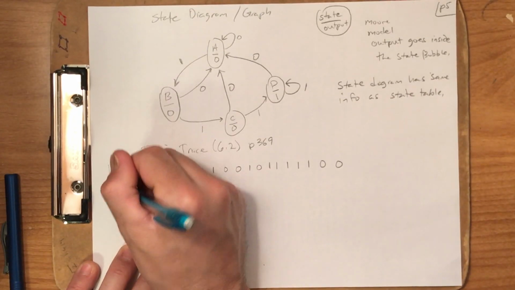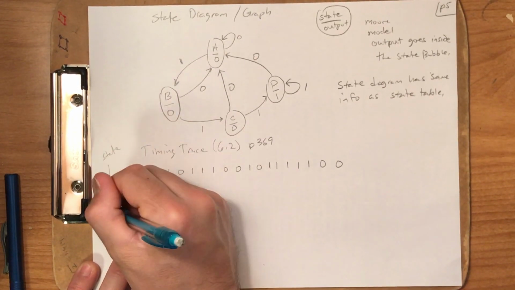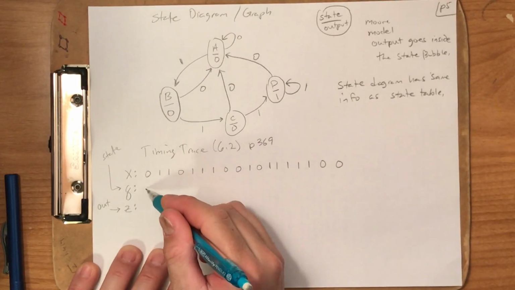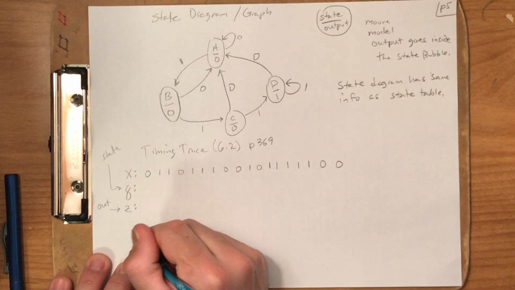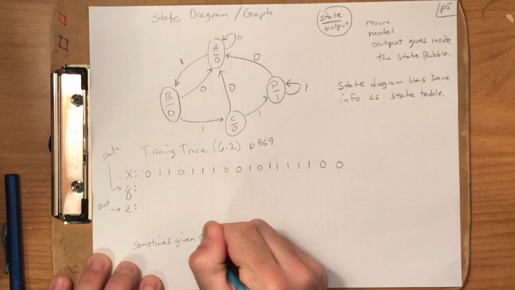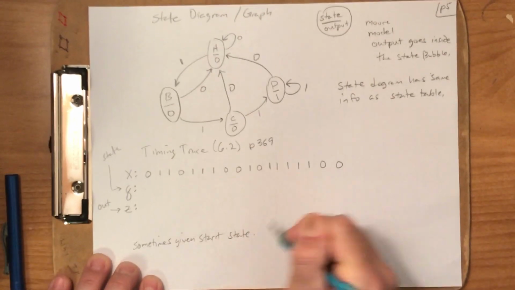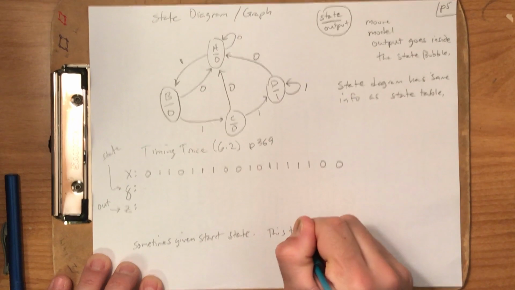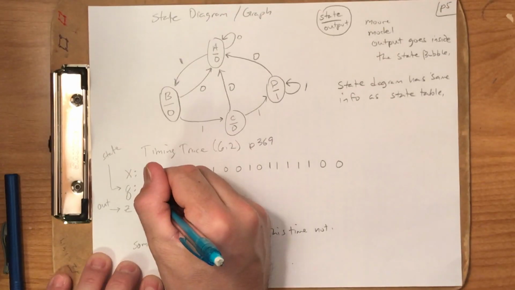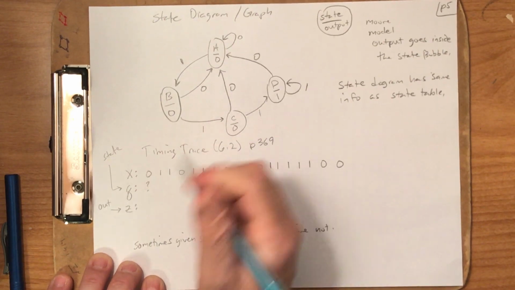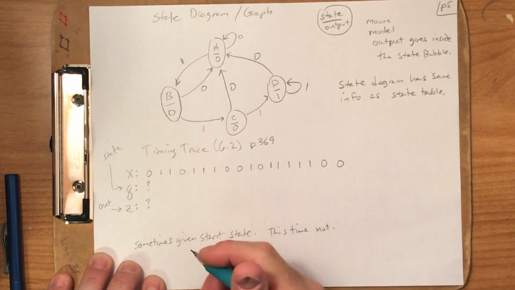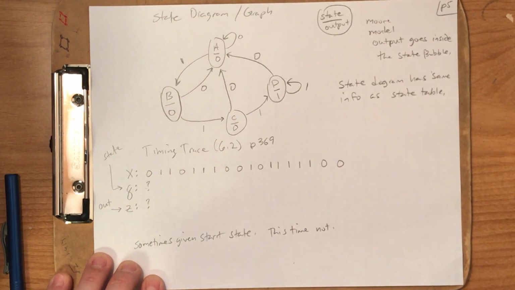This is our state. This is our output. So we've added state now. Sometimes you're given the starting state. This time we're not. We don't know what the state is that we started in here. That's a question mark. And so we don't know what the output is because we don't know what state we're in. It's the same as the last timing trace we looked at.